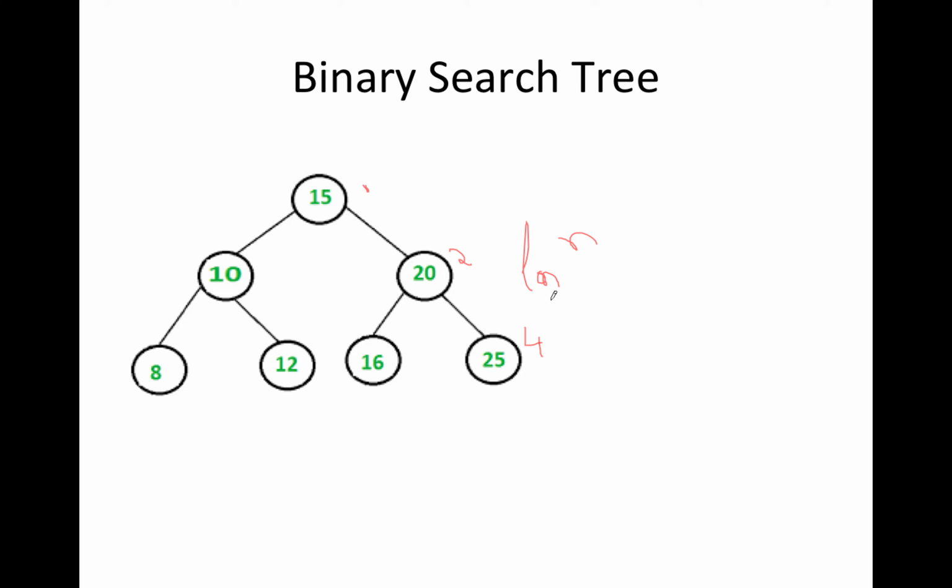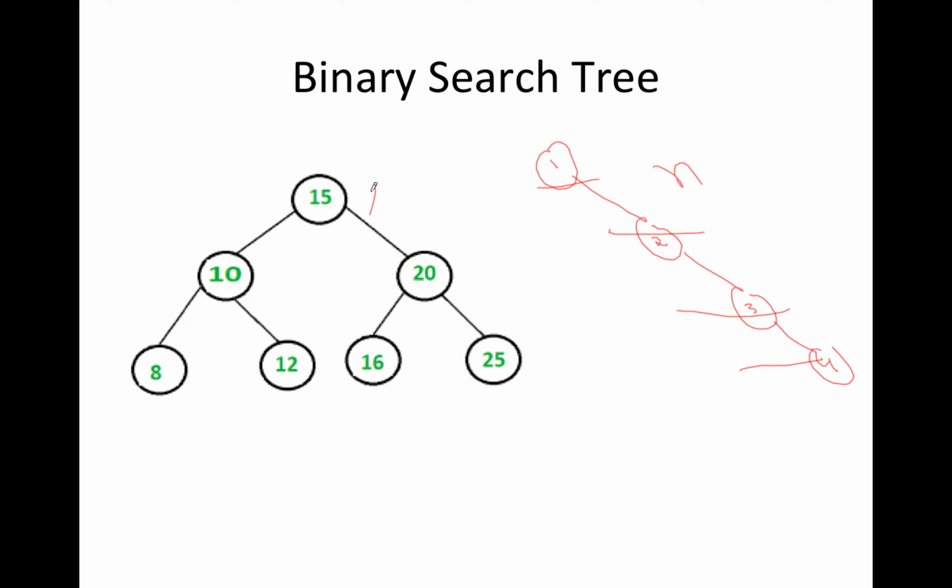While on the other hand, an unbalanced tree can have a height of even n. So this is an unbalanced tree. So if there are n nodes, the height of this tree is 1, 2, 3, 4. So an unbalanced tree can have a height of n, while a balanced tree has a height of log n base 2.